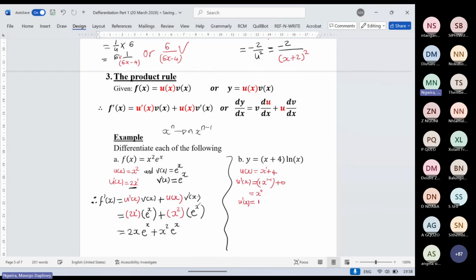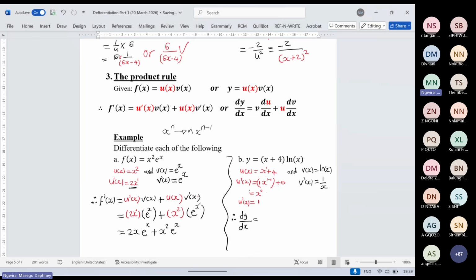And now we do the v. My v of x is ln x. If I derive ln x, we said from the rules that the derivative of ln x is 1 over x. Yes, now we can start. So therefore dy over dx, these two things are the same. There's no difference, actually.